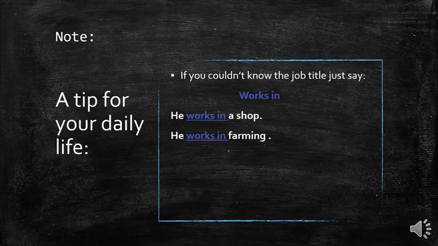A minor note that could be very helpful for you in your daily life, not in exams or something that is formal. Whenever you don't know a profession or a job title, you can always use works in or work in. For example, if you're talking about a person who works in a shop and you don't know what they call this profession, you can simply say he works in a shop. If you're talking about a farmer and you're not sure if it's farmer or something else, another suffix, you can again simply say he works in farming.